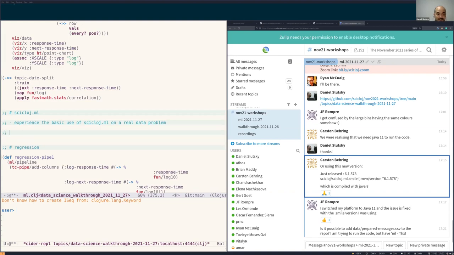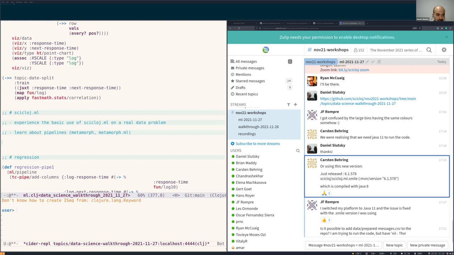Another thing is to learn about pipelines. There is this notion, which is a very functional notion, that Scicloj.ml offers through a library called Metamorph and Metamorph.ml. These libraries offer this notion of a pipeline that Carsten built. And to get to know it and understand the details of how it works, we should spend some time with it.